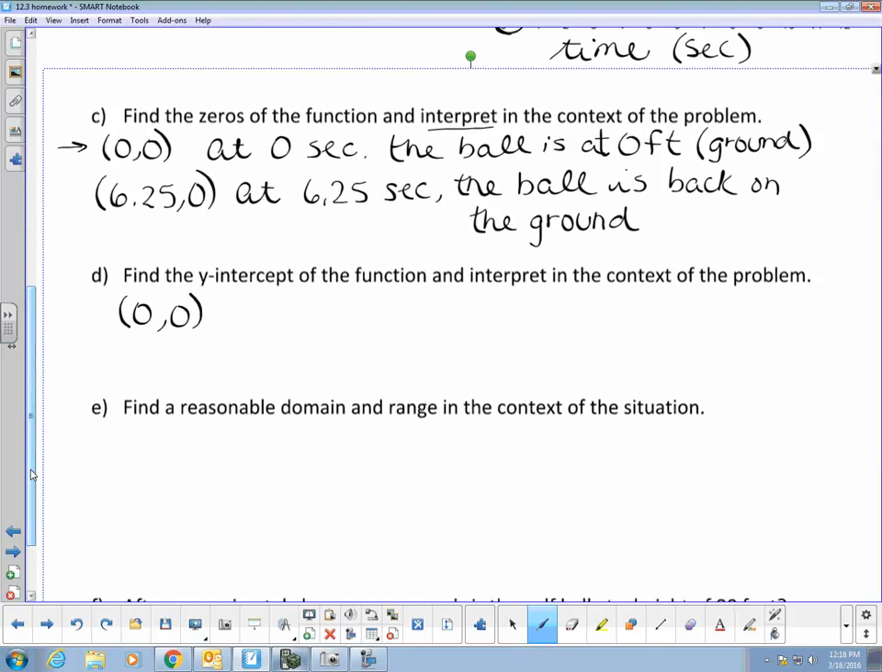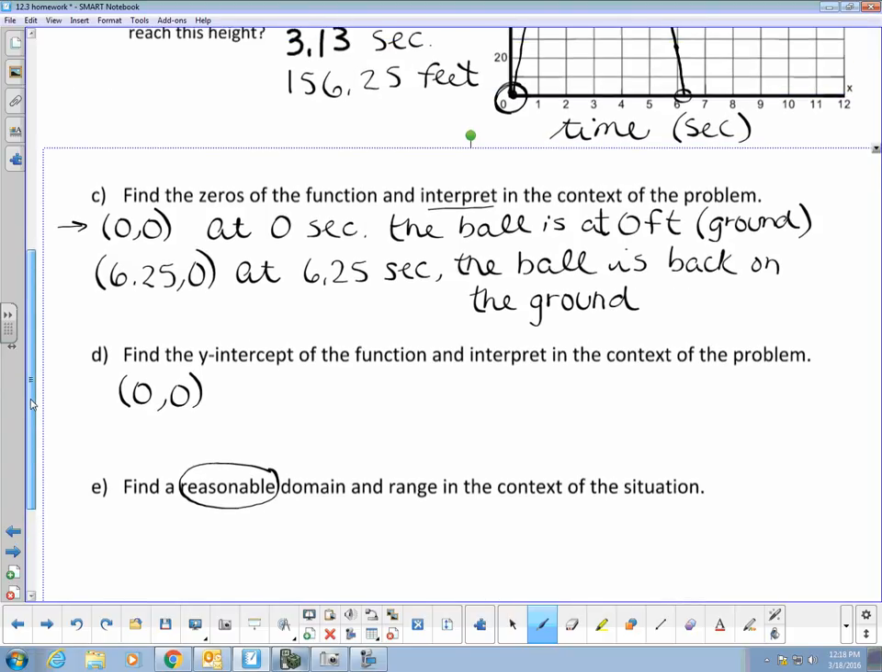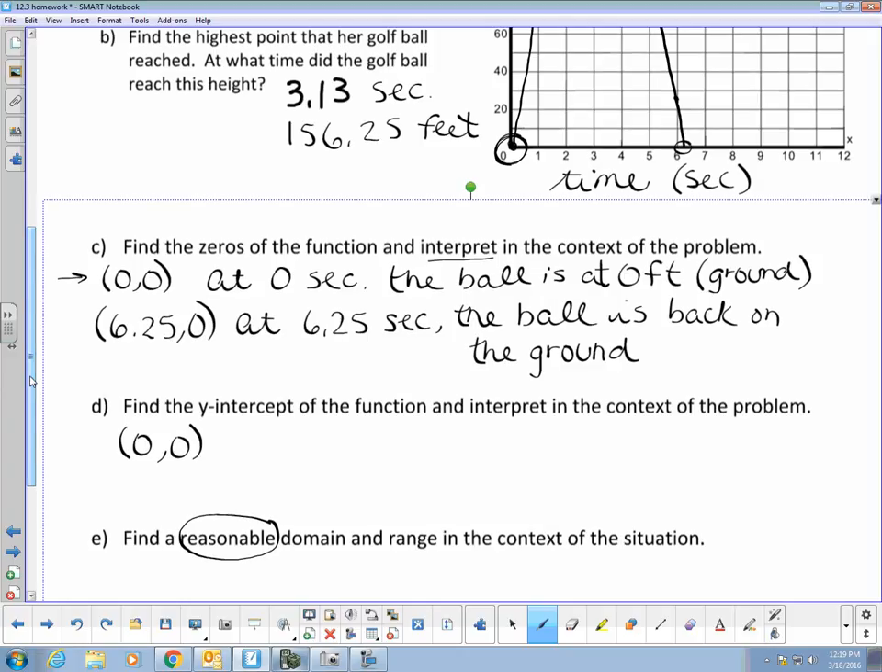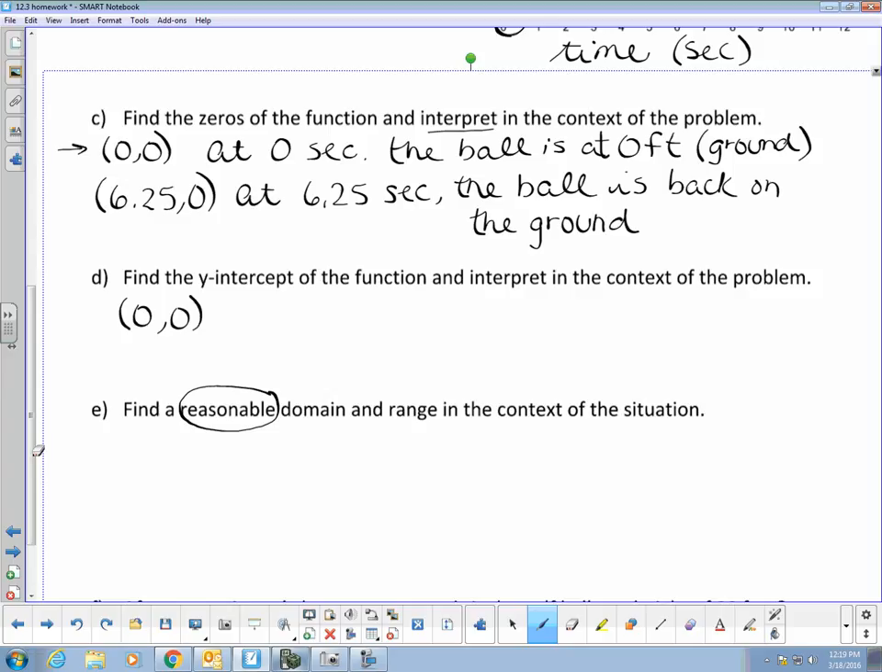Now we need a reasonable domain and range. What that means is it needs to make sense in the context of the situation. So let's start with the domain. The domain is my beginning to my end value on the x-axis. So on the x-axis, the parabola begins at 0 time, and it ends at 6.25 seconds. So it begins and includes 0, and it ends at 6.25 and includes 6.25. So this would be my domain.